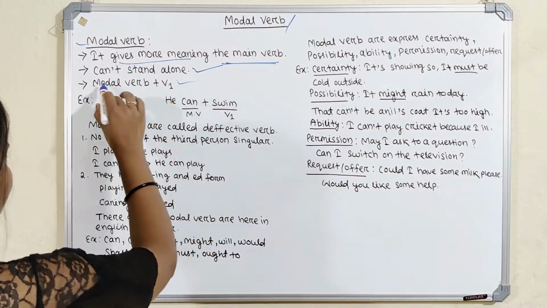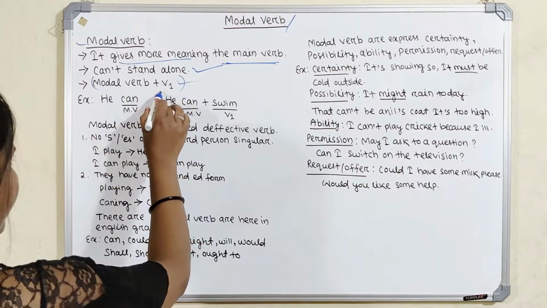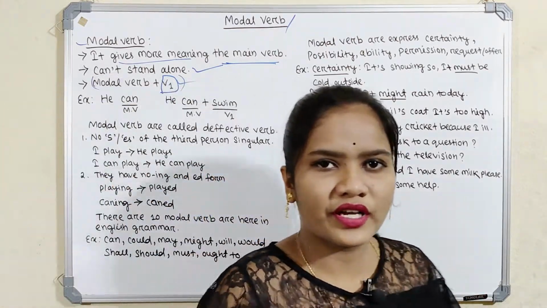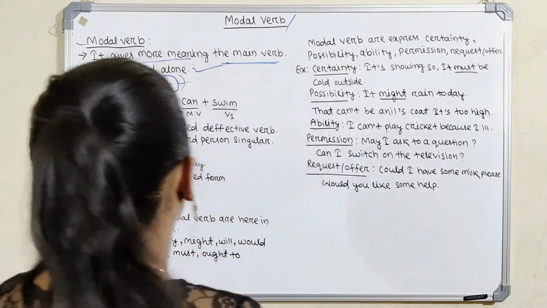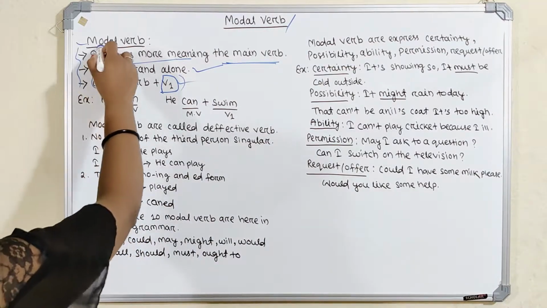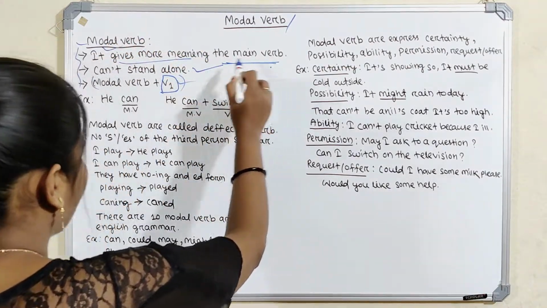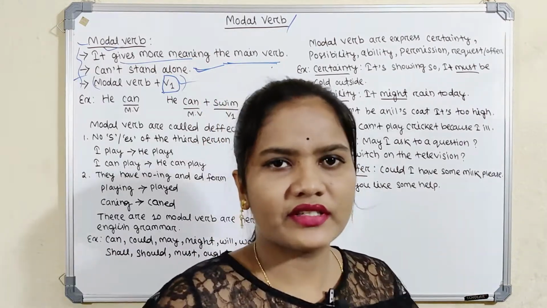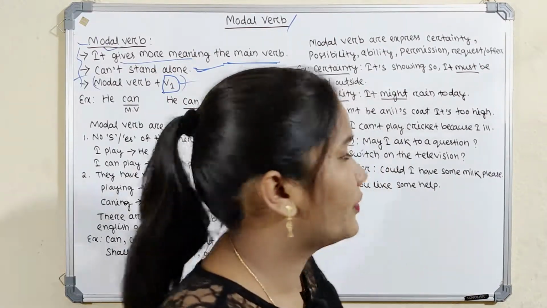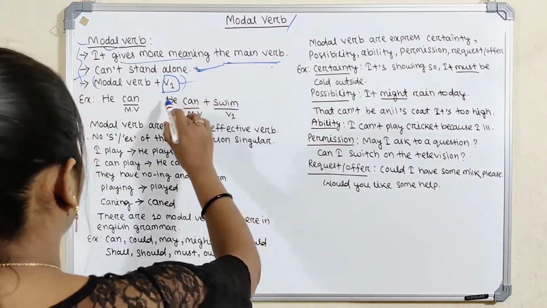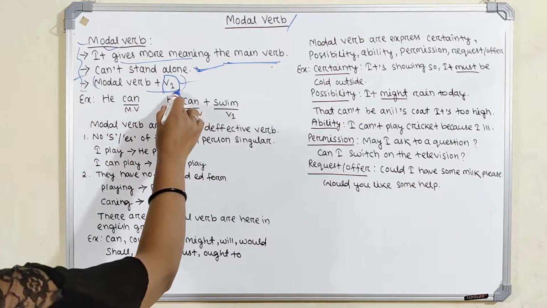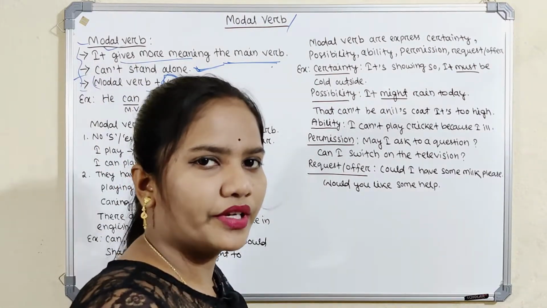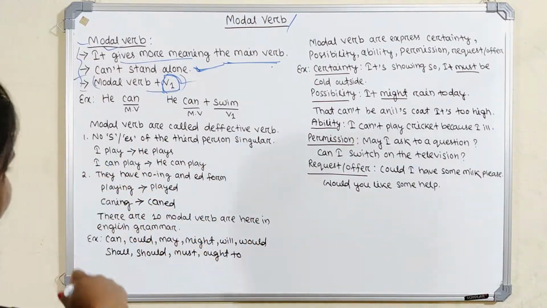Modal verb plus V1 is the format of the modal verb. It means one verb should be added to the modal verb, then it has a complete meaning. So a modal verb has three criteria. One, it gives more meaning to the main verb. Secondly, it cannot stand alone, which means for its execution it needs a main verb or another verb, so that it has a complete meaning. Third, modal verb plus V1. These are the criteria of a modal verb.